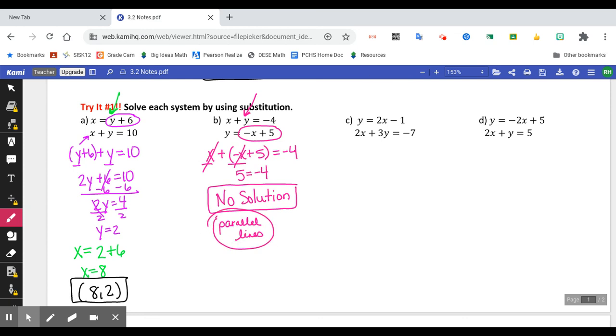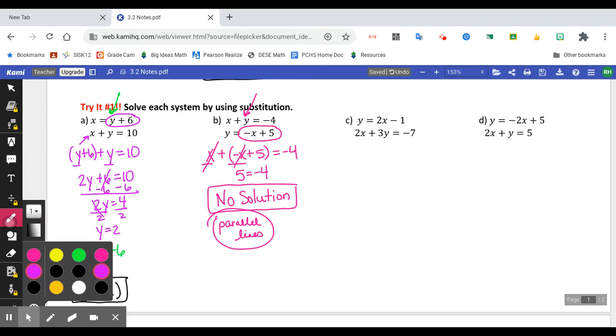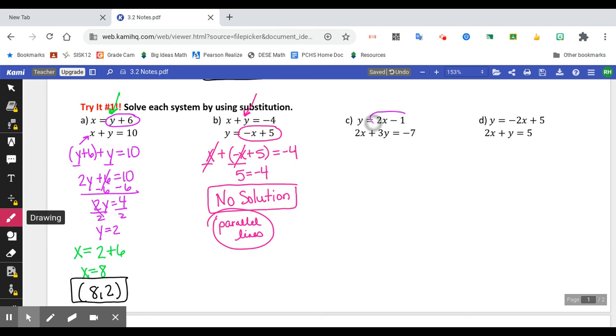Okay. All right, next one. Top one is our variable. So I'm going to plug it in for y. Everything stays the same. 2x plus 3, y comes out, and what we circled goes in its spot. Everything else stays. Let's distribute 3. So I have 2x plus 6x minus 3 equals negative 7. These go together, so 8x minus 3 equals negative 7.